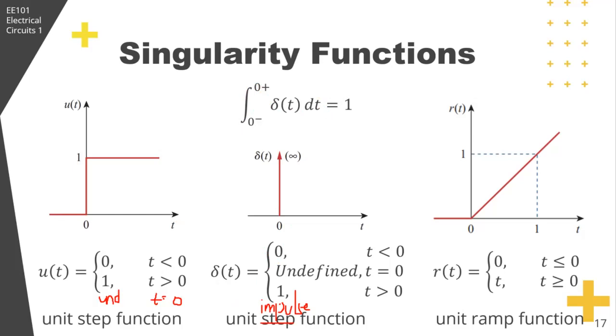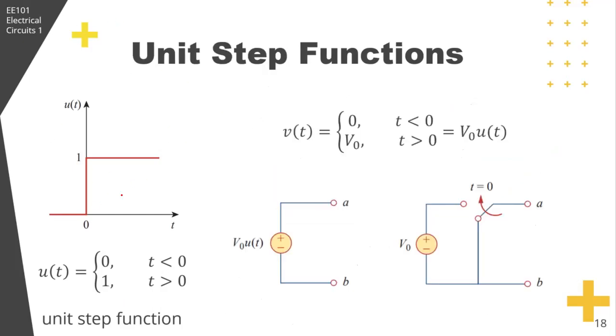The unit impulse function is 0 everywhere except at t equal to 0 where it is undefined. Then ang ramp function, it is 0 for negative values, that is at t less than or equal to 0. Then mag-increase din siya. That is for t greater than or equal to 0, our ramp function is equal to t. Okay. Pero again, ang ato ang gamiton usually ani kay ang unit step function.